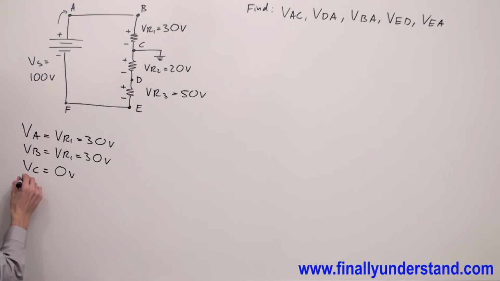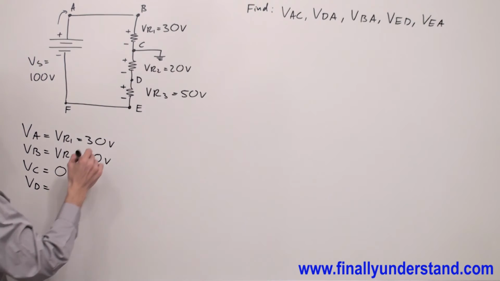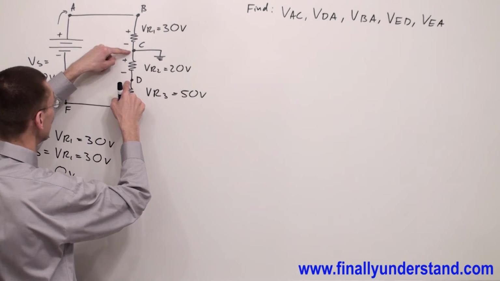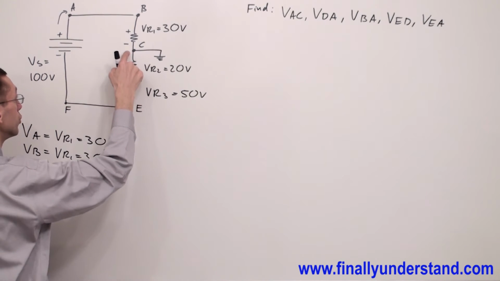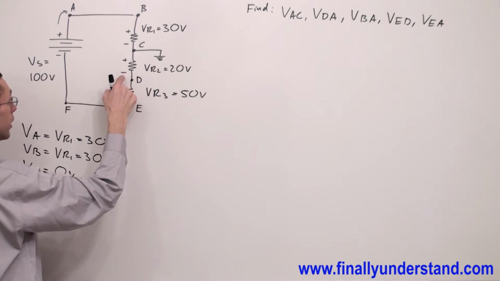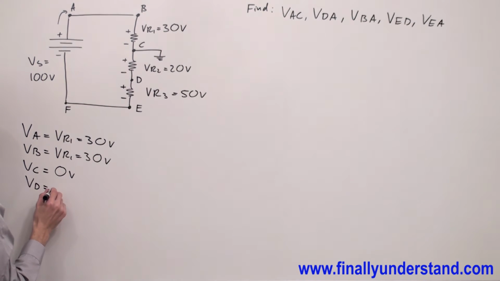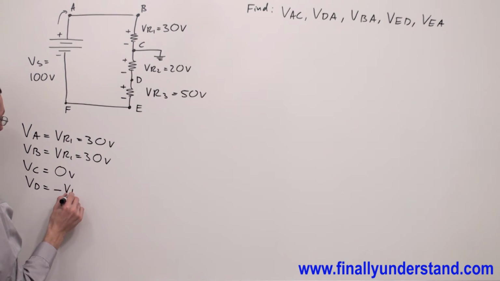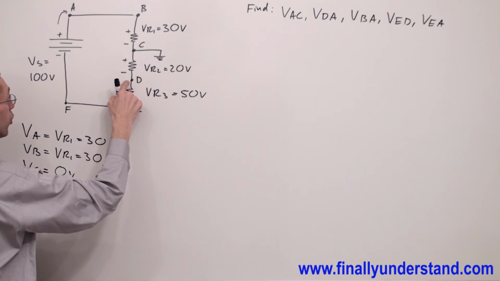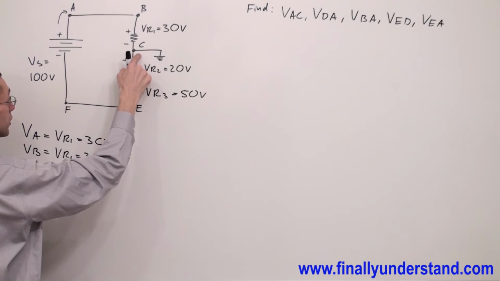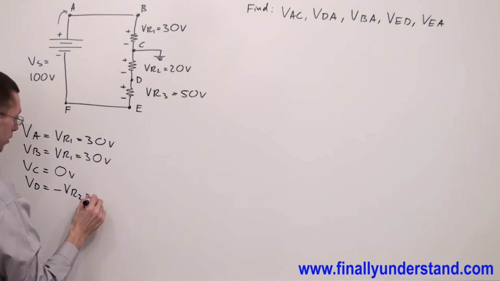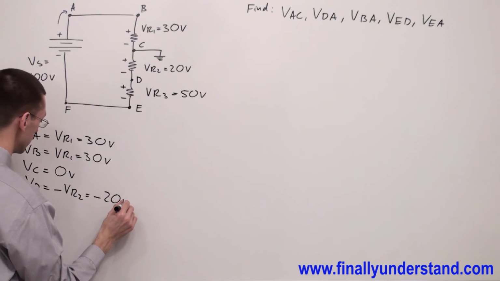Next, point D. VD is the voltage from this point to this. I have to go from D to C. What do I see first? The negative sign. That's why I write VD is equal to negative VR2. One more time, I'm looking for the voltage from this point to this. C is my reference. What do I see first? The negative sign. That's why I write over here minus 20 volts.